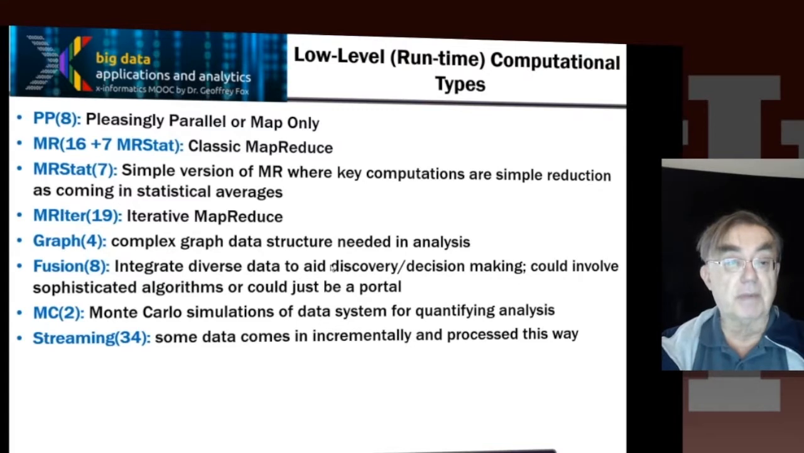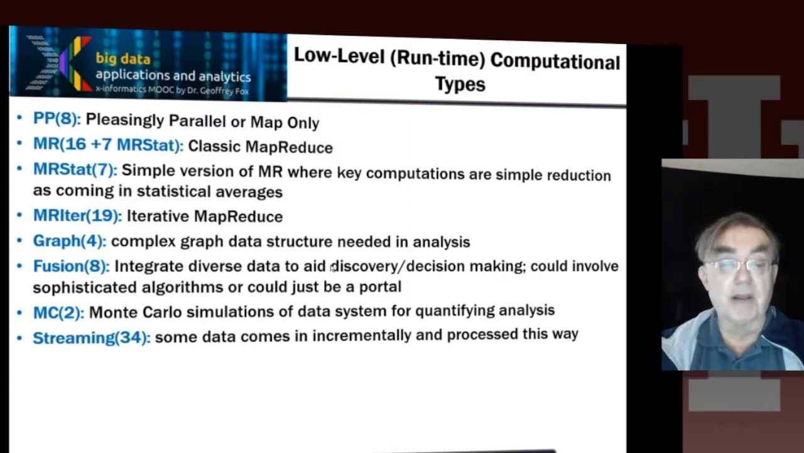Then we have MapReduce, which we'll cover more than once in this class, and it was given in much more detail in the cloud computing class in this data science curriculum. Out of the 51, PP, pleasingly parallel, was around 8. MapReduce is 16 of the 51. We could use a MapReduce paradigm.